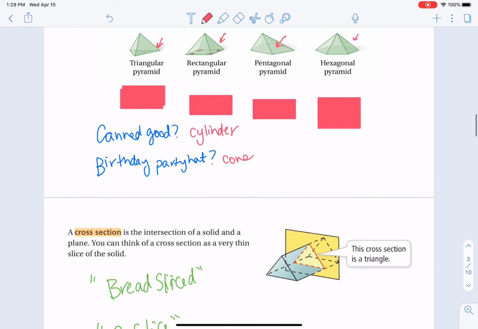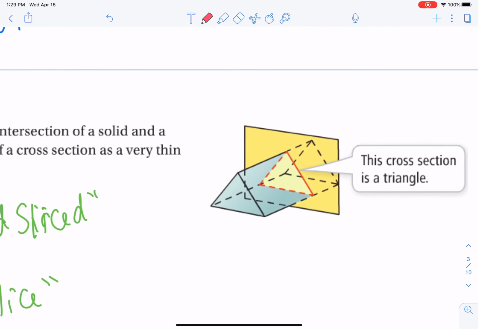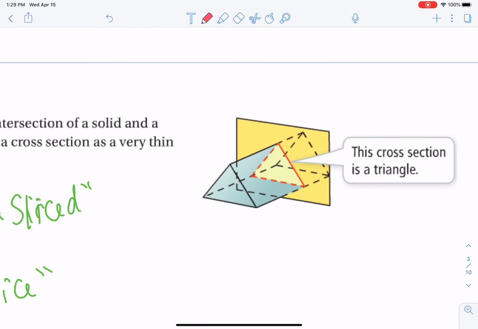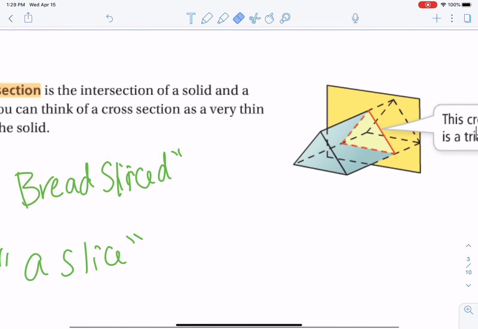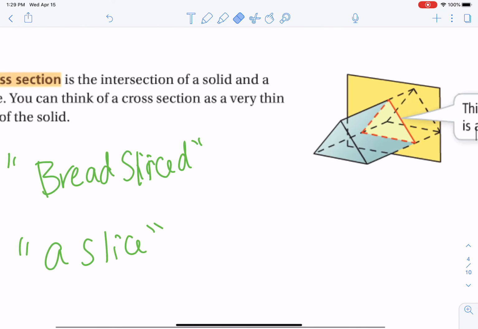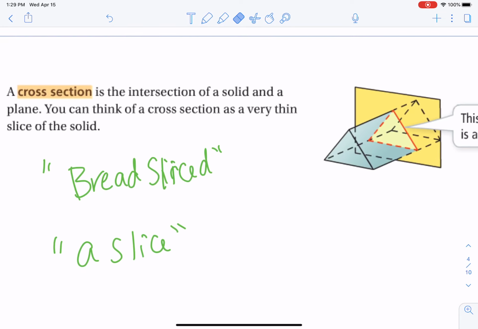One new word we're going to learn is cross-section. If you have any of these shapes and you slice it up, so if you're taking a knife and cutting it into a lot of pieces, I can't really draw that. The best way I can think of is if you're at Breadco and you ask for your bagel bread sliced, they're slicing it into a lot of thin pieces. That is called the cross section.